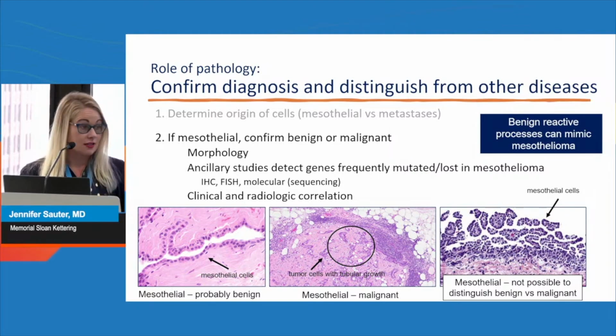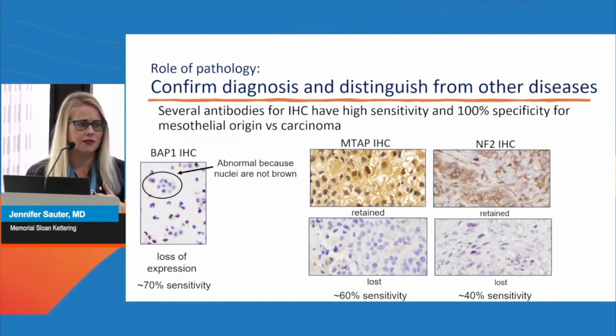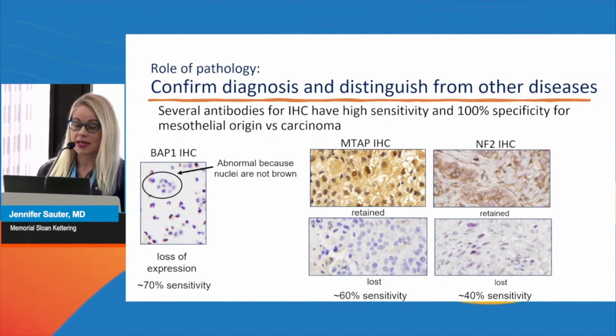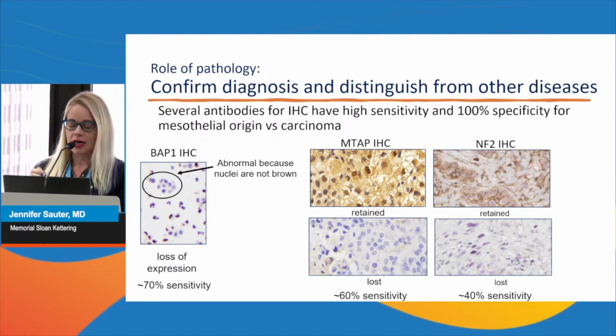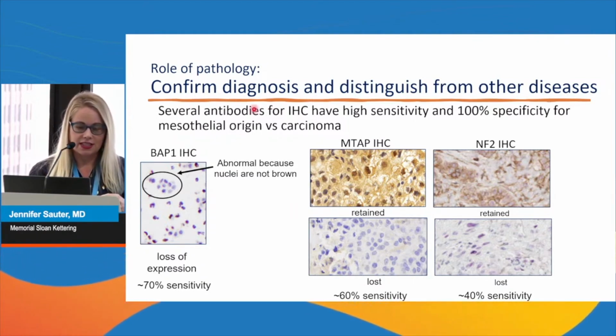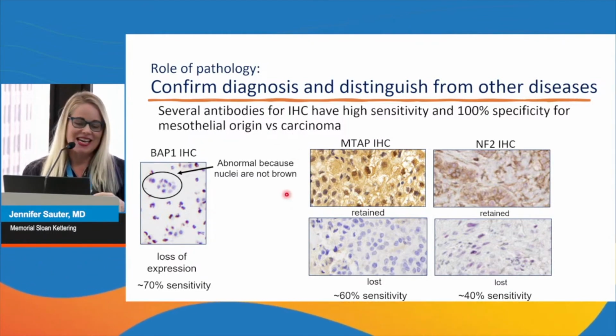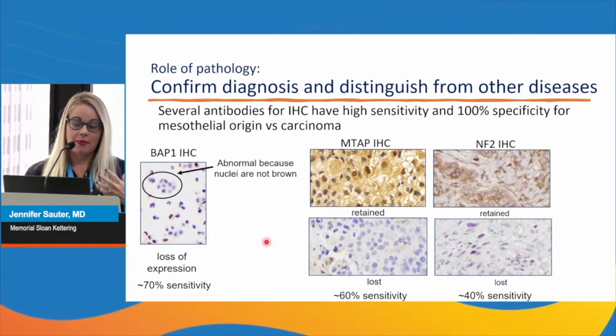Again, we have ancillary studies that can help us, which I'm going to talk about, and we always use clinical and radiologic correlation to help us. So there are several antibodies for IHC that also have high sensitivity and 100% specificity for malignant mesothelioma. So this is a typo here. It should say malignancy. So the antibodies that we commonly use are BAP1, MTAP, and NF2.